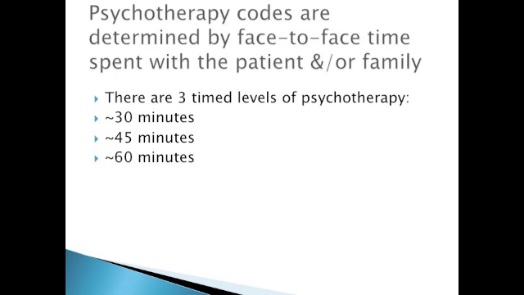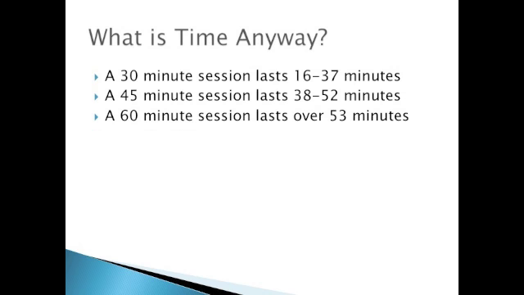And now I'm going to talk about psychotherapy codes. Psychotherapy codes are determined by face-to-face time spent with the patient and/or the family. There are 3 timed levels of psychotherapy: 30 minutes, 45 minutes, and 60 minutes. But what is time anyway? A 30-minute session lasts 16 to 37 minutes, a 45-minute session lasts 38 to 52 minutes, and a 60-minute session lasts over 53 minutes. And if you look at the current Medicare reimbursement rates, you'll find that you get paid significantly more if you see a patient for 53 minutes rather than for 52 minutes.